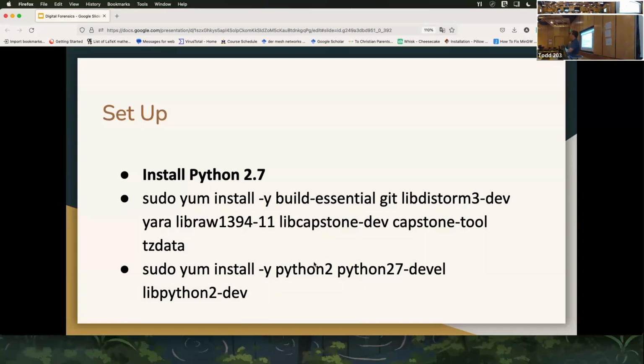We're also going to start installing Yara Python.